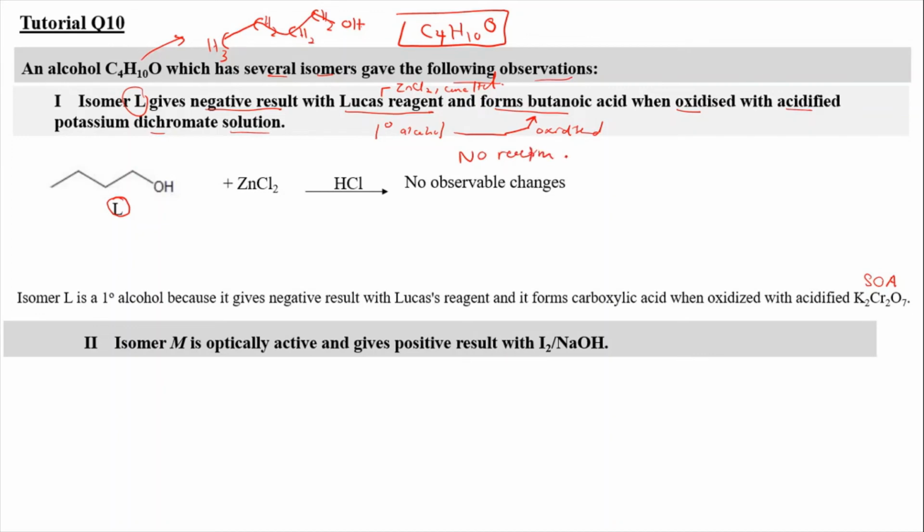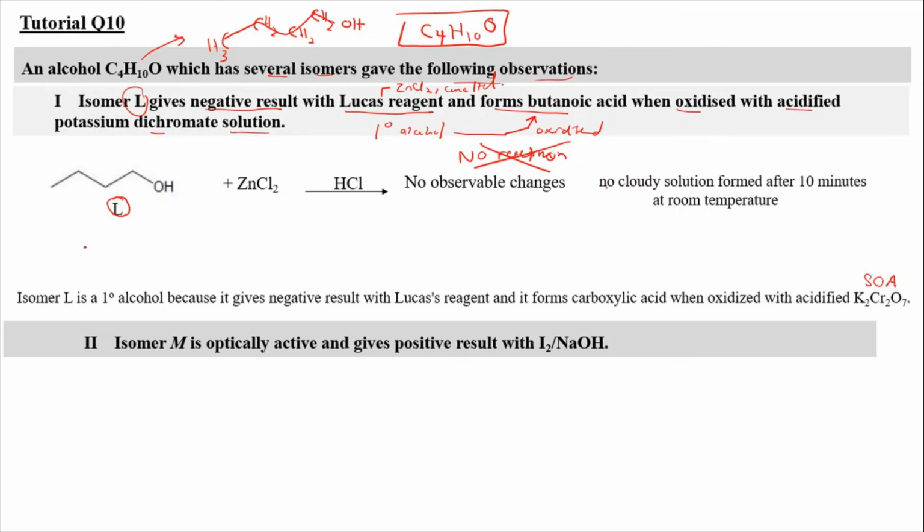Okay, because we are talking about the identification test, we need to look at the observation. So we need to write no observable changes, and for the observation, there's going to be no cloudy solution formed after 10 minutes at room temperature.